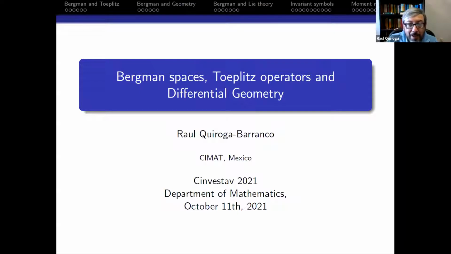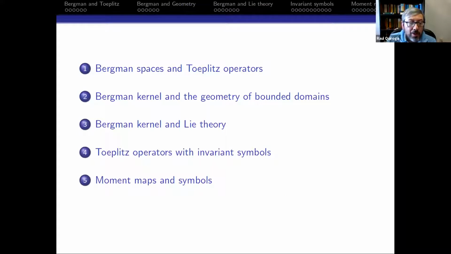I'm sure it's going to be very, very nice. Many ideas are coming up. So I'm going to talk about Bergman spaces, Toeplitz operators, and most importantly, its relationship with differential geometry, Lie theory. It's not just that it appears, but you can actually use differential geometry, Lie theory, representation theory to solve some interesting problems. So that's the table of contents for my talk.